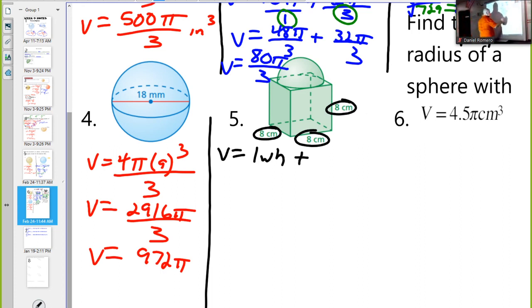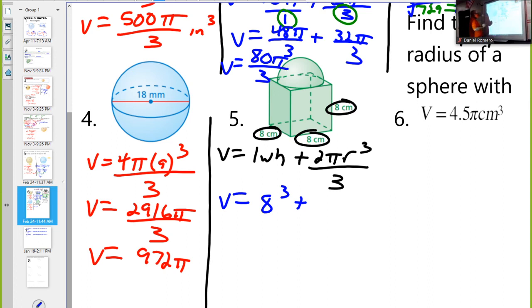Plus the hemisphere, which is 2 pi r cubed over 3. So now, since all the 8s are the same, instead of putting 8 times 8 times 8, I can just put 8 cubed. Plus 2 pi r cubed over 3, but oh man, they don't give me the radius of the sphere. They don't tell me how long it is from the center up to the edge. How can I figure out what that radius is?